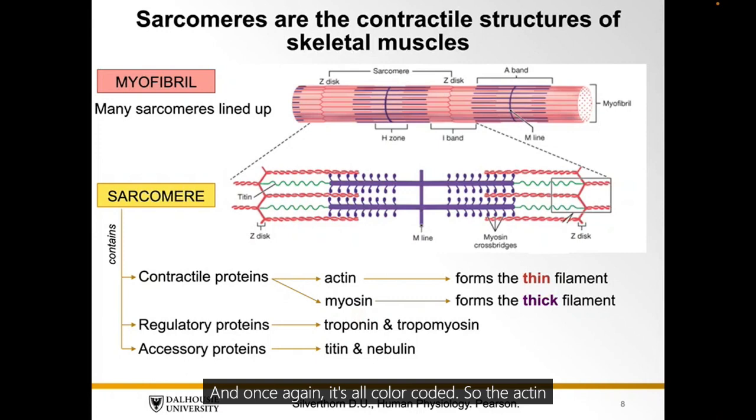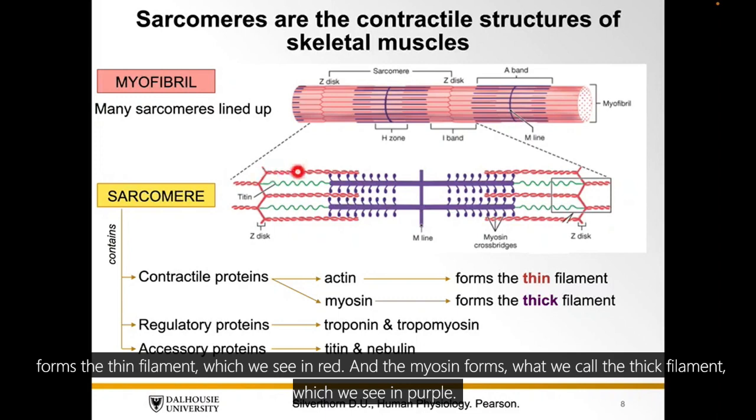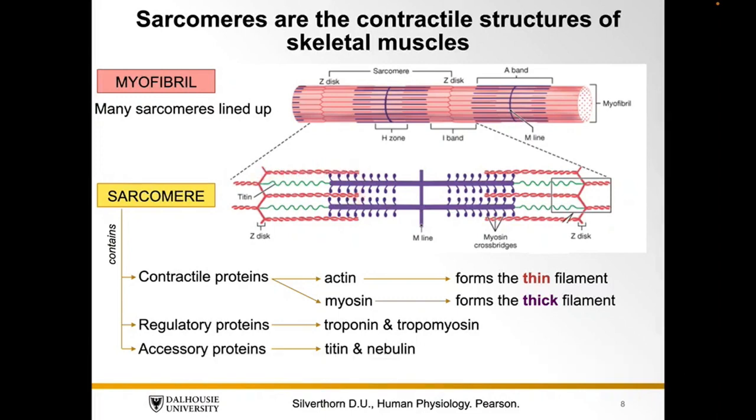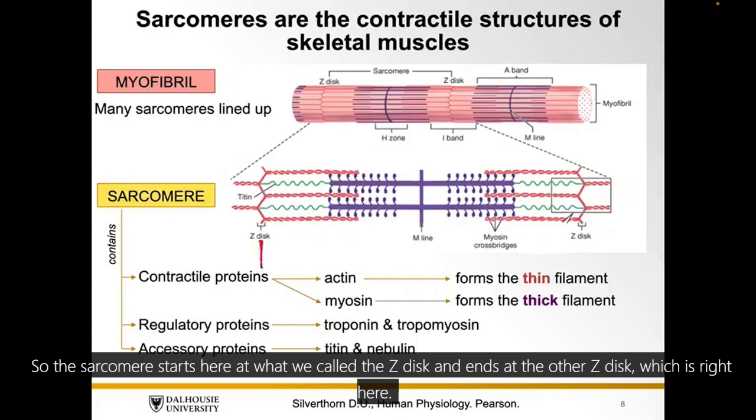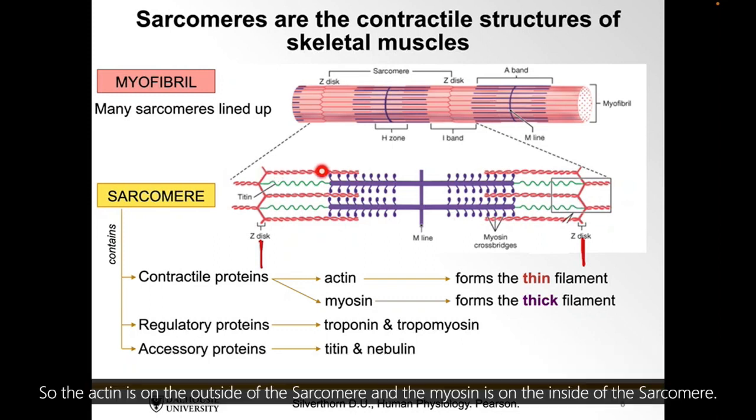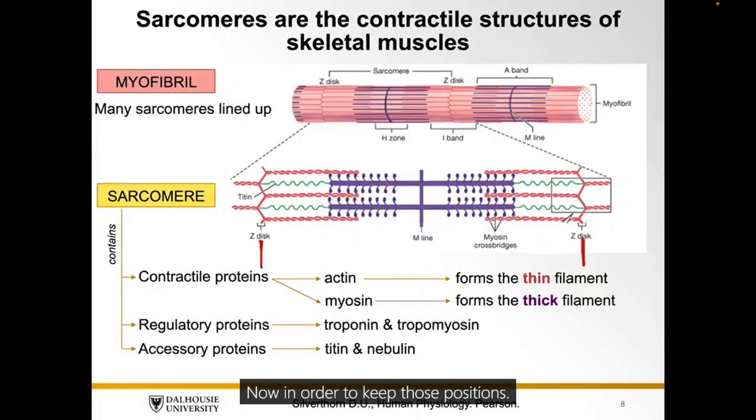And once again, it's all color-coded. So the actin forms the thin filament, which we see in red. And the myosin forms what we call the thick filament, which we see in purple. So the sarcomere starts here at what we call the Z disc and ends at the other Z disc, which is right here. So the actin is on the outside of the sarcomere, and the myosin is on the inside of the sarcomere.